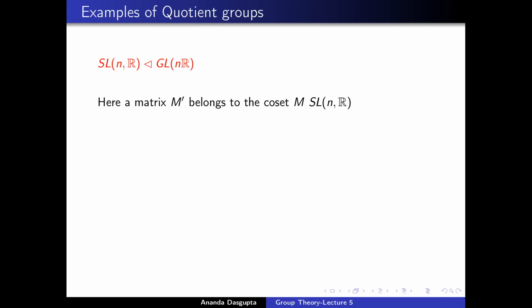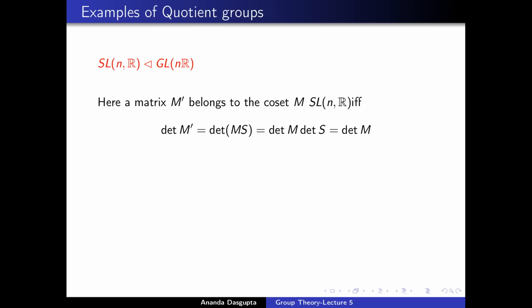A matrix M prime belongs to the coset M SL(N,R) if and only if determinant of M prime, of course, equals determinant of M times S, which is determinant of M times determinant of S. And since S is a member of SL(N,R), its determinant is 1. So this has to be the same as determinant of M. So this, of course, shows that if M prime belongs to M times SL(N,R), then det M prime has to be equal to det M.